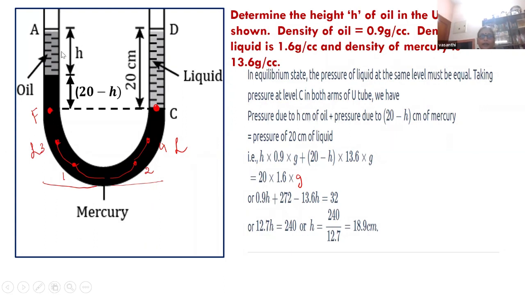So the height of the oil is more. Actually, it is only 1.1. Why do you think so? h you are getting as 18.9, so the height difference between C and this height of the mercury column is very less. It is only 1.1 centimeter, isn't it?